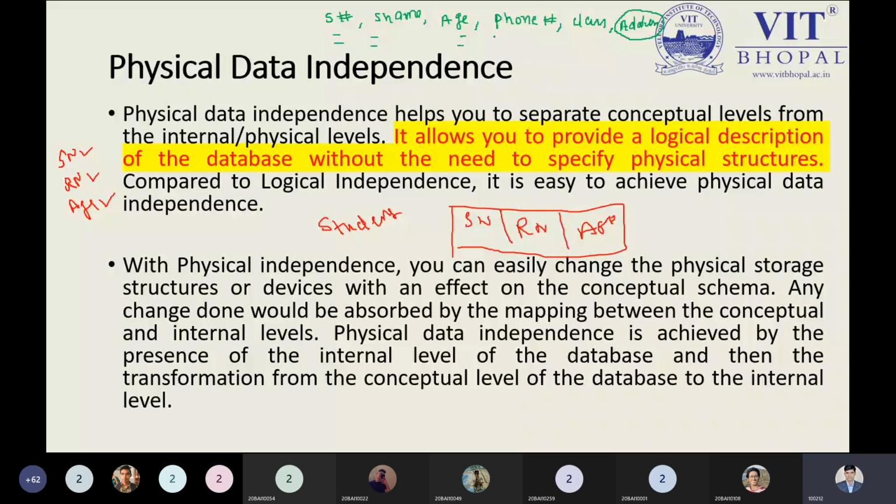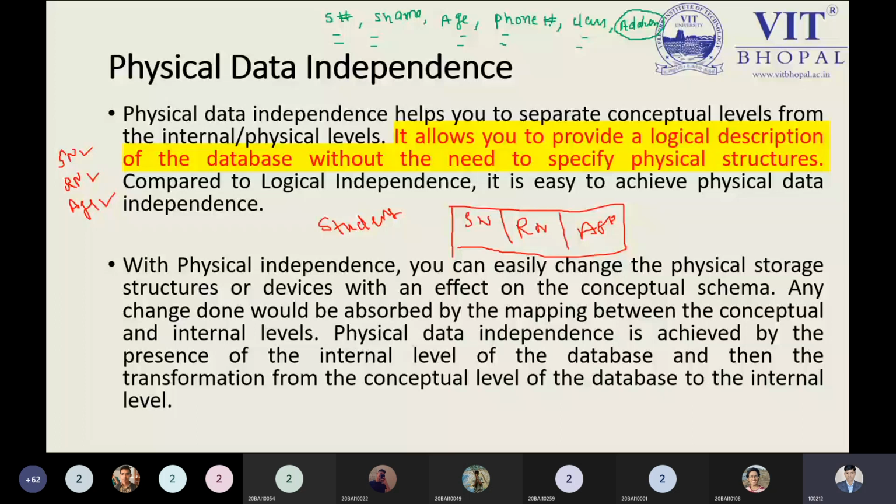So I can add over here, but that is the point. If I'm adding or removing something, the rest of the part will not be changed. The rest of the column names, the rest of the heading names will not be changed. That is known as physical data independence. So the physical structure of my database is totally different from my logical structure, or we can say the logical layer. This is the simple meaning.